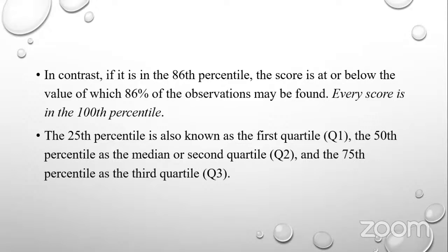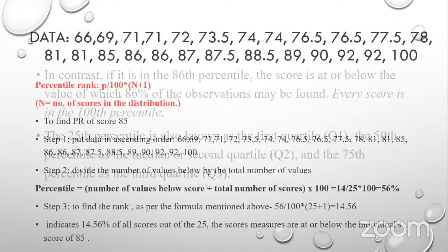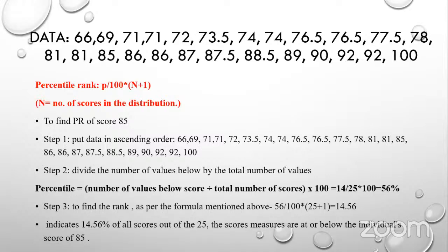Okay, fine. So the 25th percentile is also known as the first quartile, that is Q1, and the 50th percentile as the median or second quartile, that is Q2. And the 75th percentile is considered the third quartile, that is Q3. You will learn to find the percentile and percentile rank in the demonstration. This is just an example.